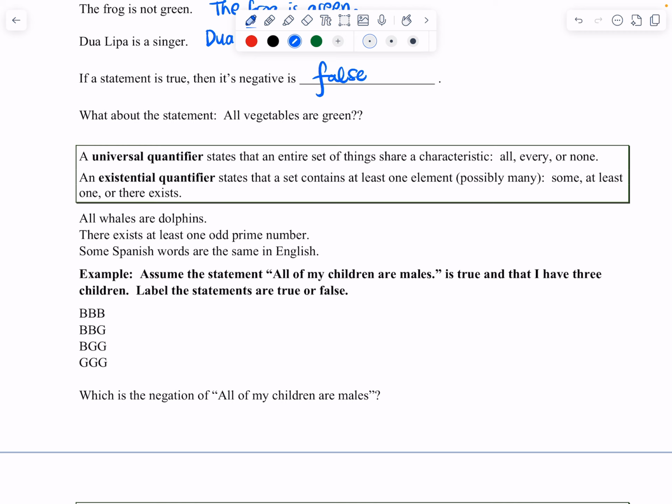All right, all whales are dolphins, that would be a universal quantifier. There exists at least one odd prime number. There exists at least one, that wording makes it existential. Some Spanish words are the same in English. Again, existential.